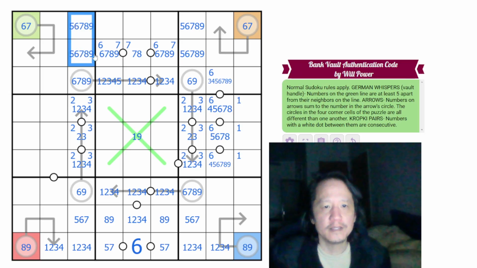But again, these 2 cannot be 6 or 7. This can't be 6 or 7 because of the 6, 7 pair here in row 1. So these can't be 6 or 7 because of that. And these can't be 6 or 7 because these have to be 6 or 7 here in this row. So this can't be 6 or 7.